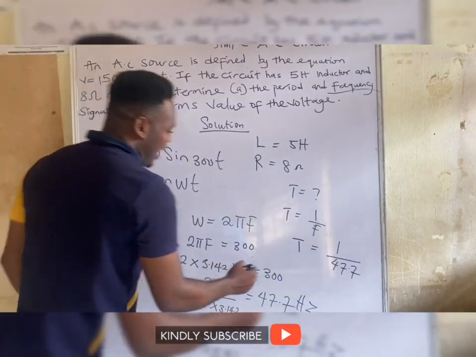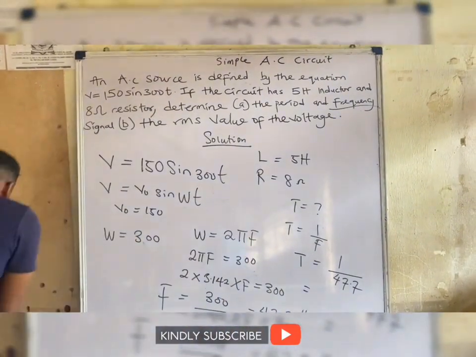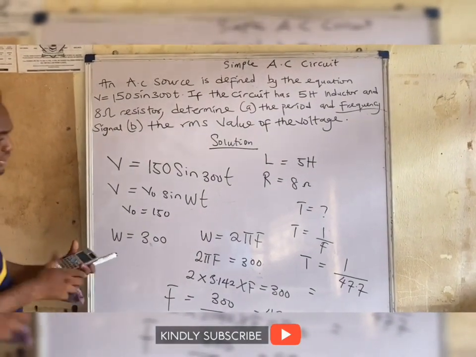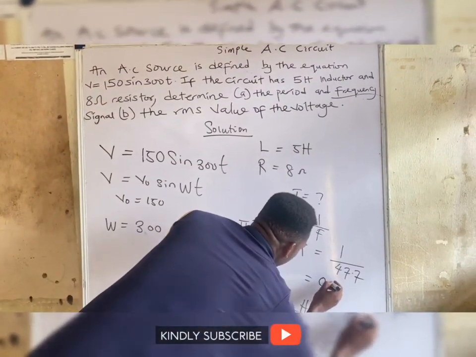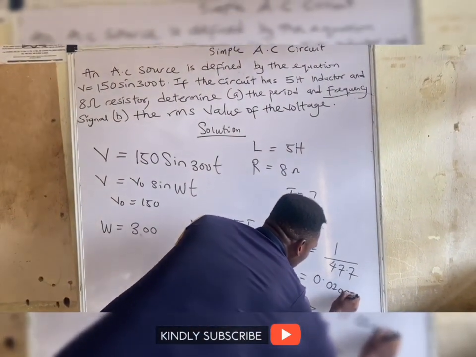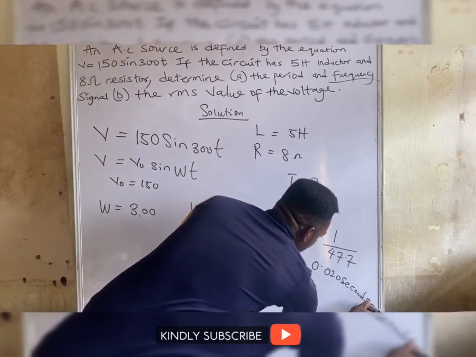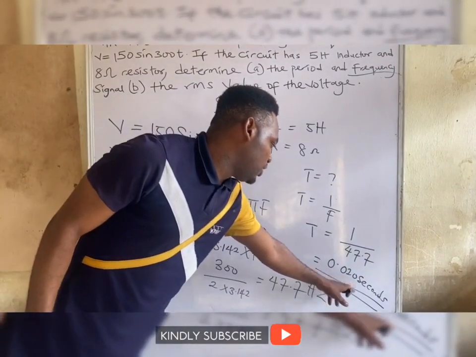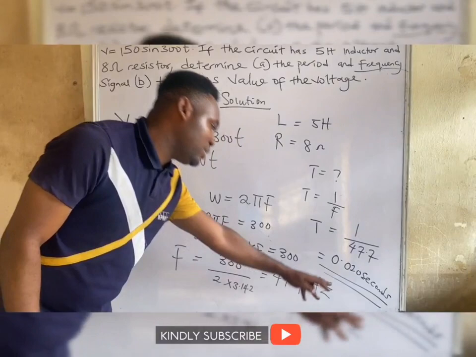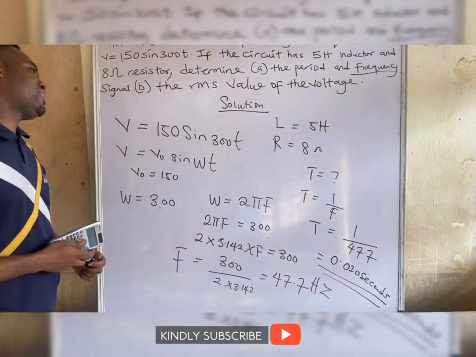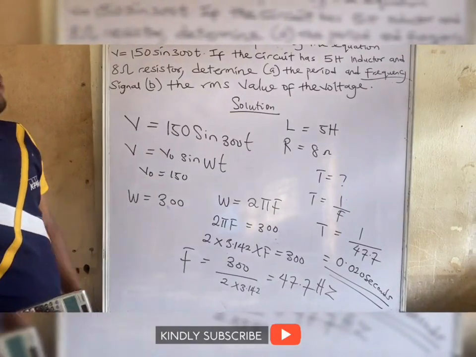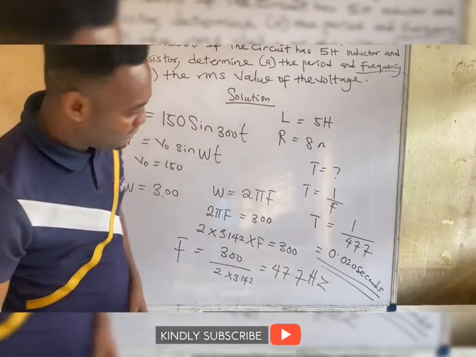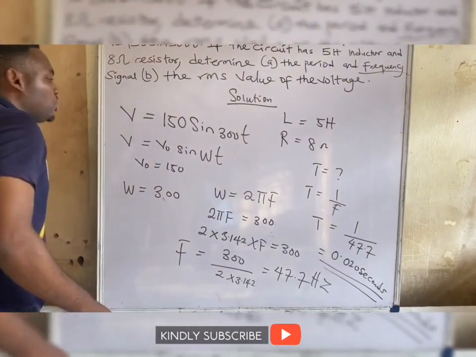And when I do that, grab my calculator again, I will get 0.020 seconds. So this is my period. All right. My period is 0.020, while my frequency is 47.7 hertz. Just get the frequency, divide 1 by it, because period is inverse of what? Frequency. Up next again, let's look at question B.